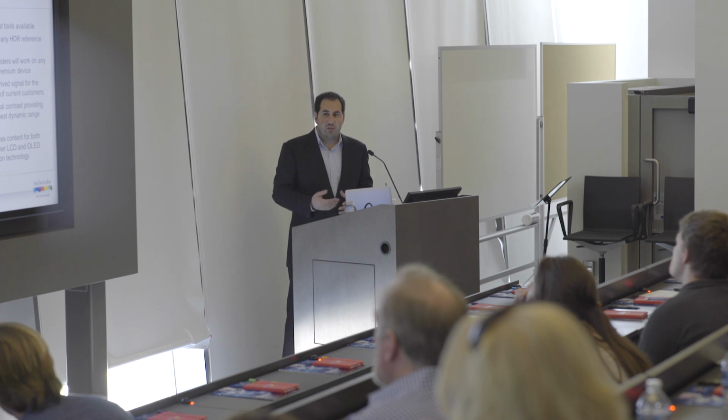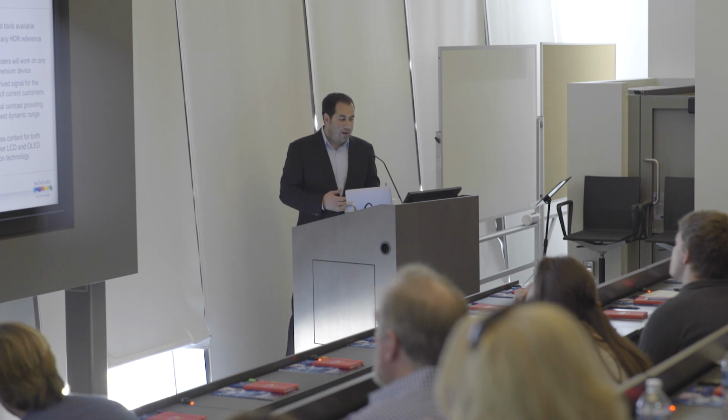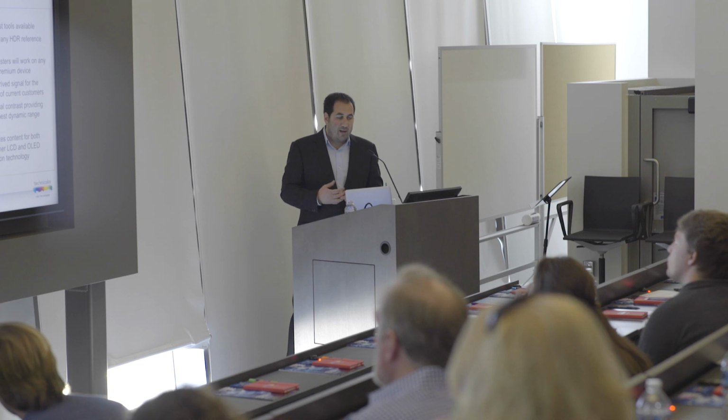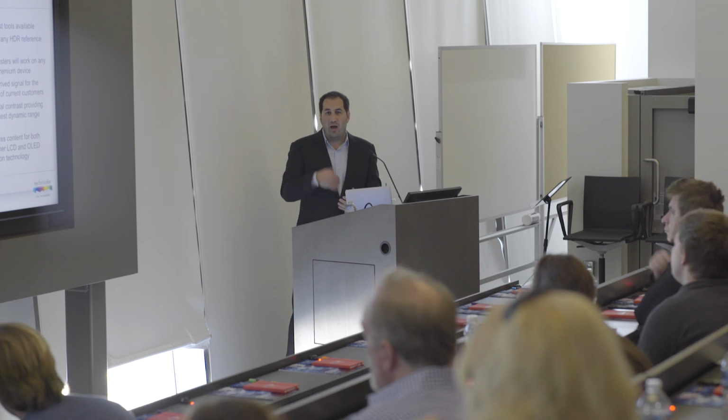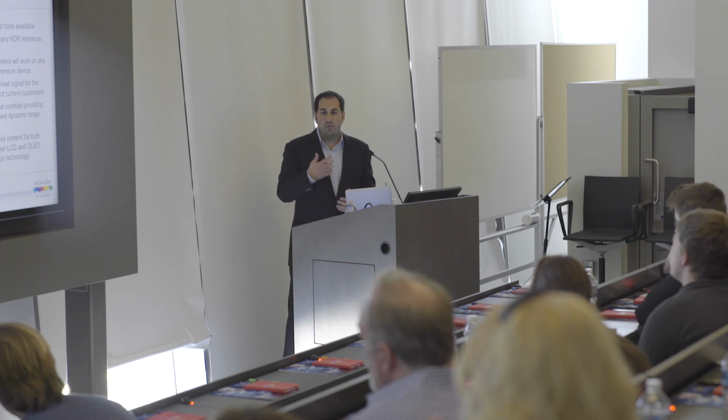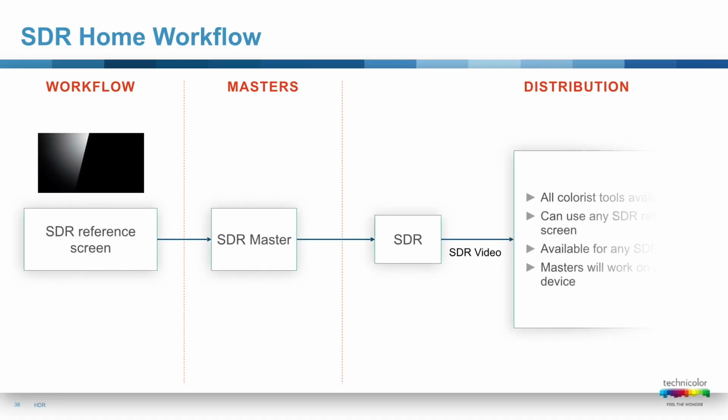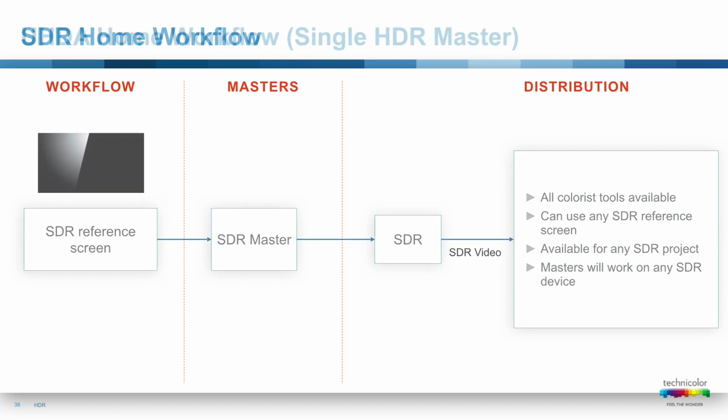So there are solutions in the marketplace. I show one here that allow you to take in a high dynamic range signal, derive standard dynamic range, and distribute both to the home. This may not make sense for premium content, but if you have budget for one master, maybe it does. Or for sporting events, it absolutely does. They're only going to make one piece of content, and we'll get into that in a little bit.